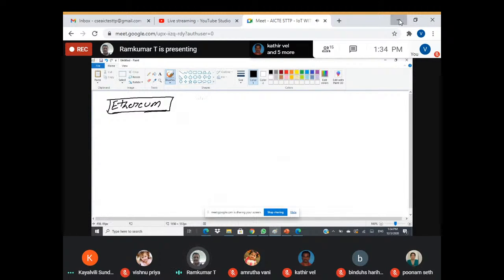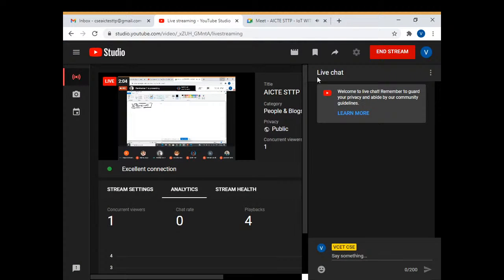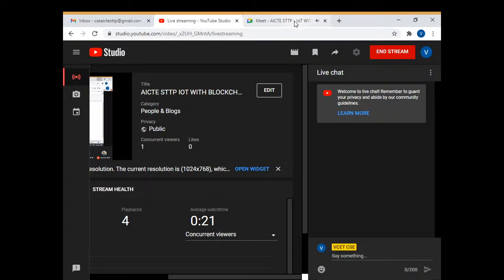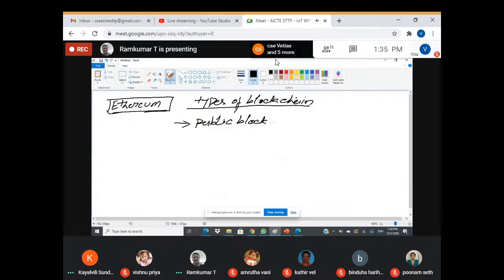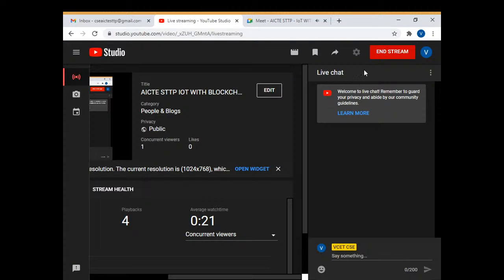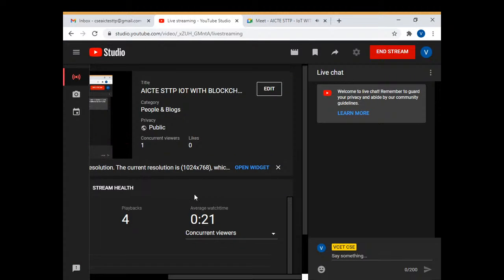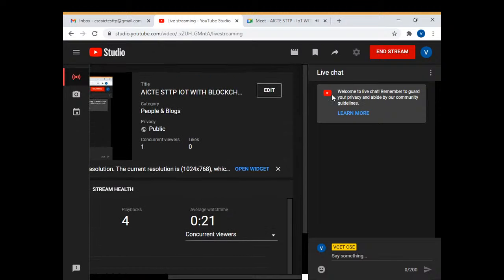Why? Because you might have heard about the types of blockchain. So whenever I am talking about the types of blockchain, whatever the blockchains are there, I can segregate them majorly into the public blockchain and as well as the private blockchain. So majorly these are the two categories.